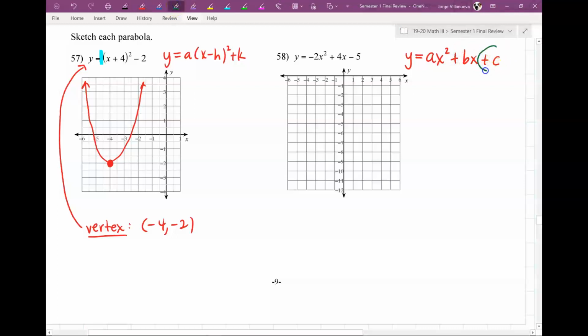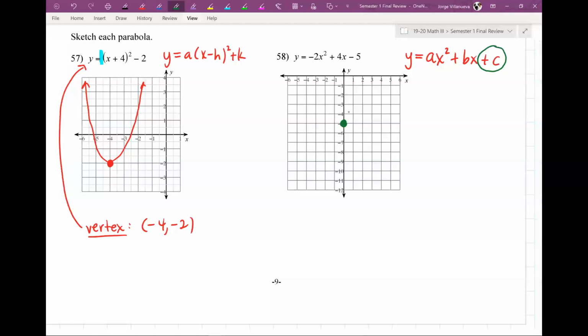This number right here is your y-intercept. The c value is your y-intercept. For me, it's a -5. So I'm going to go to -5, and I'm going to put a dot right there. Now, I have to find my vertex.